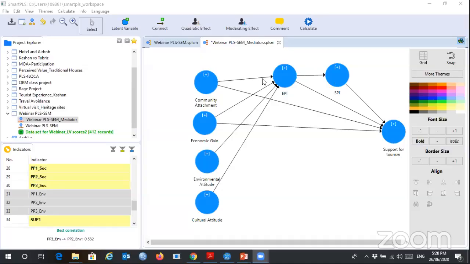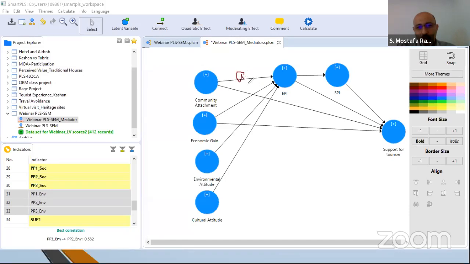Joint effect of IV on DV. I didn't get joint effects of mediator variables on DV. Once you talk about together effects of serial variables, yeah. Okay. Here we have A1.